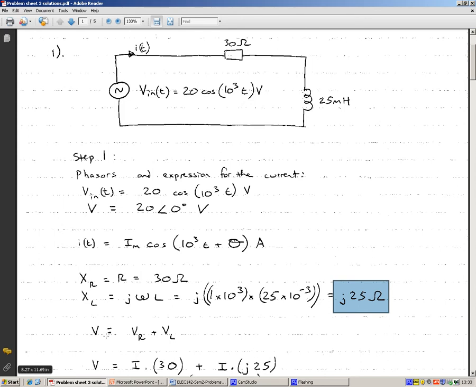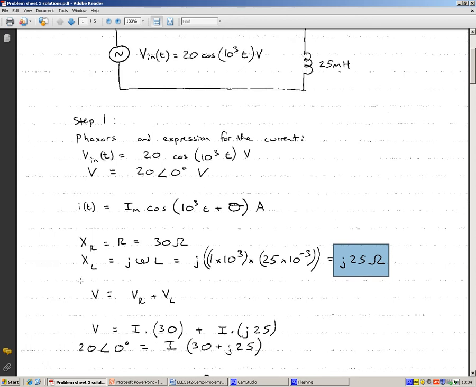Next up, we're going to find the voltage. We know from looking at our circuit, and also according to our voltage conservation laws, that the voltage across the resistor and the voltage across the inductor will equal the total supply voltage. So that's what we've written here. V is equal to VR plus VL.